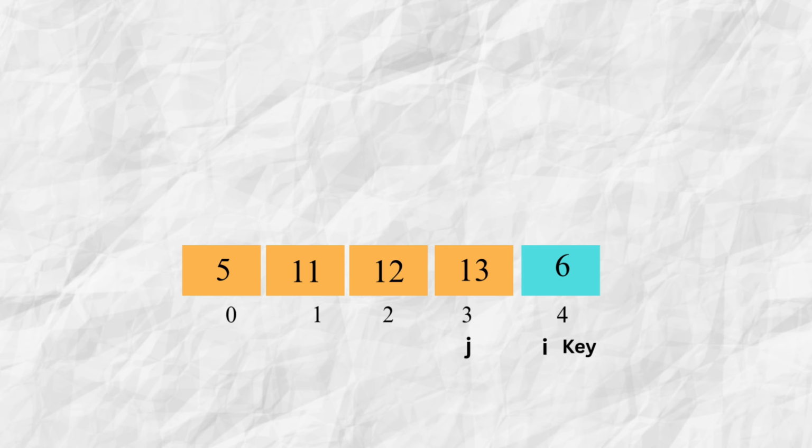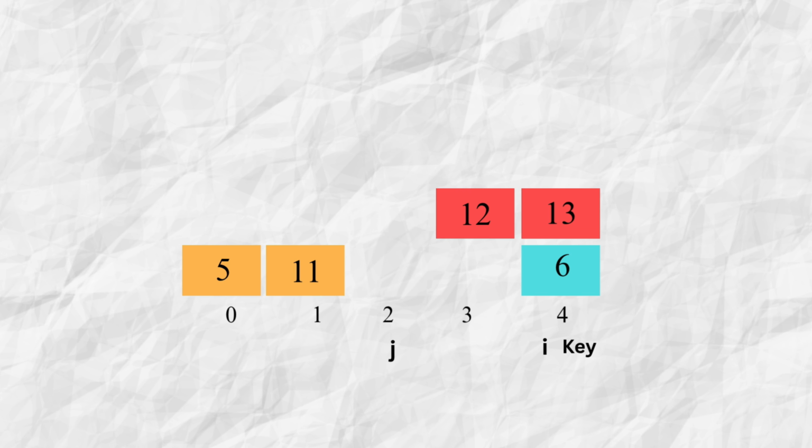J points to index 3. Compare 13 with 6. 13 is greater than 6. So shift 13 one position to the right. Now J moves left. Compare 12 with 6. 12 is greater than 6. So shift 12 one position to the right.